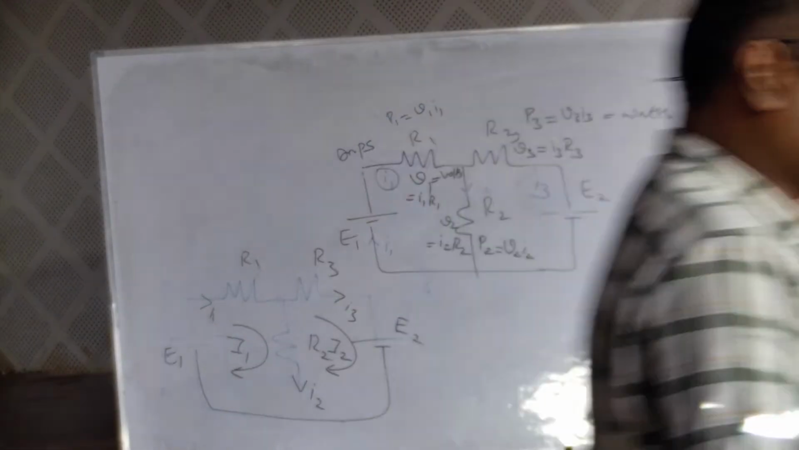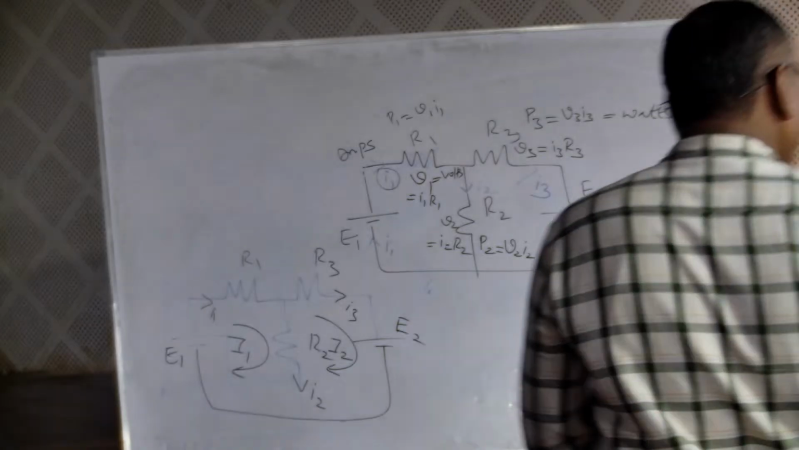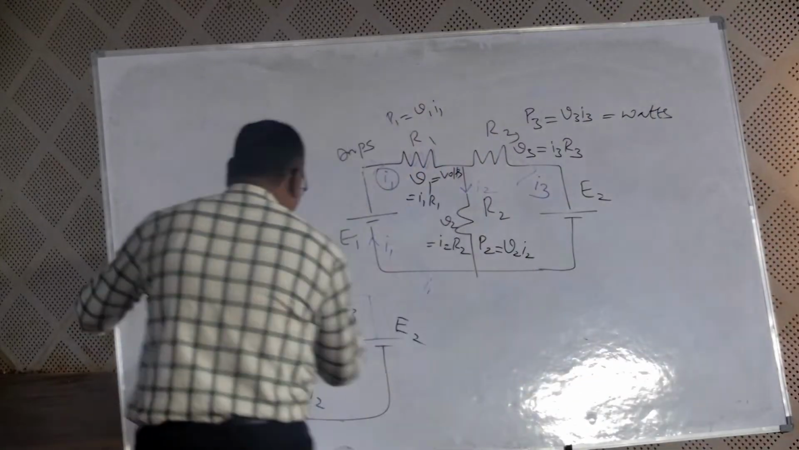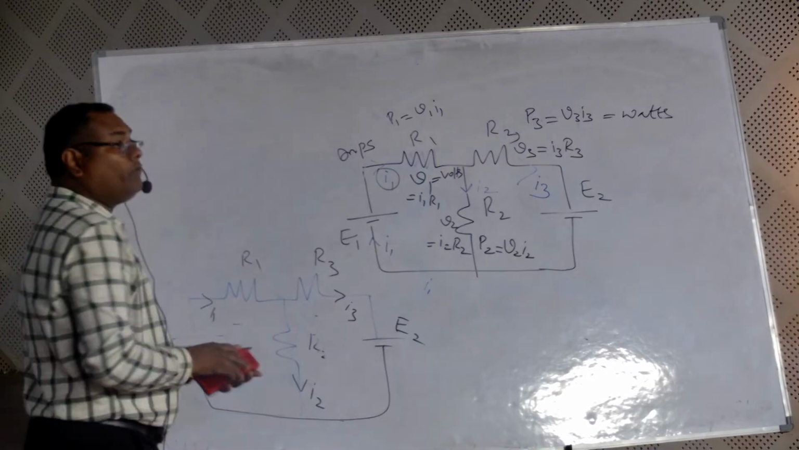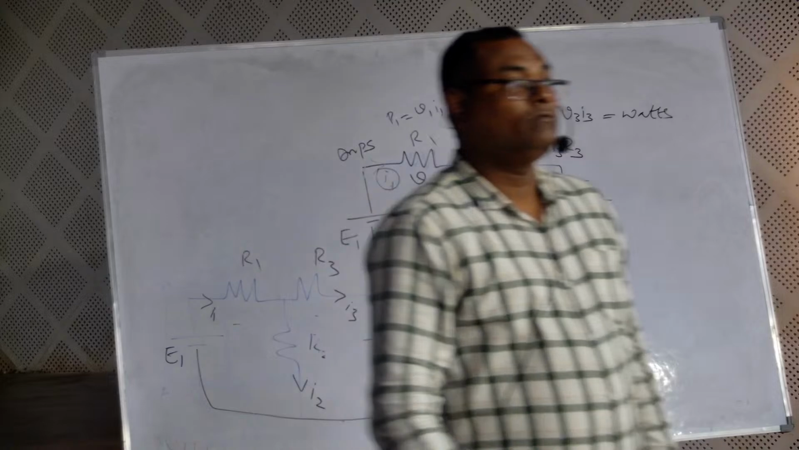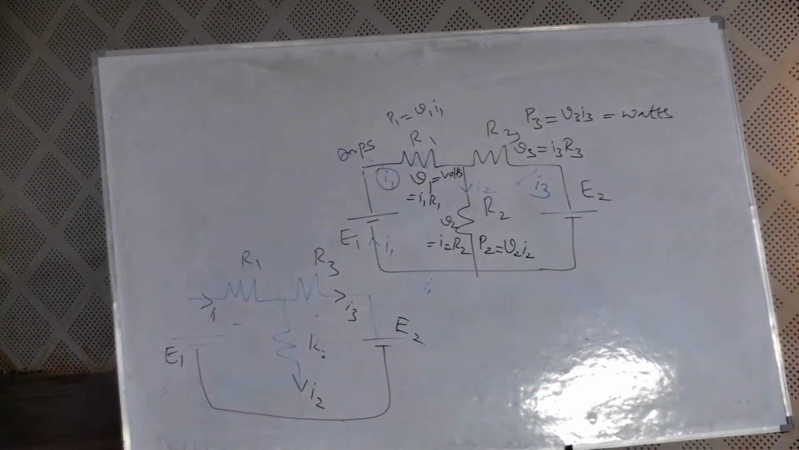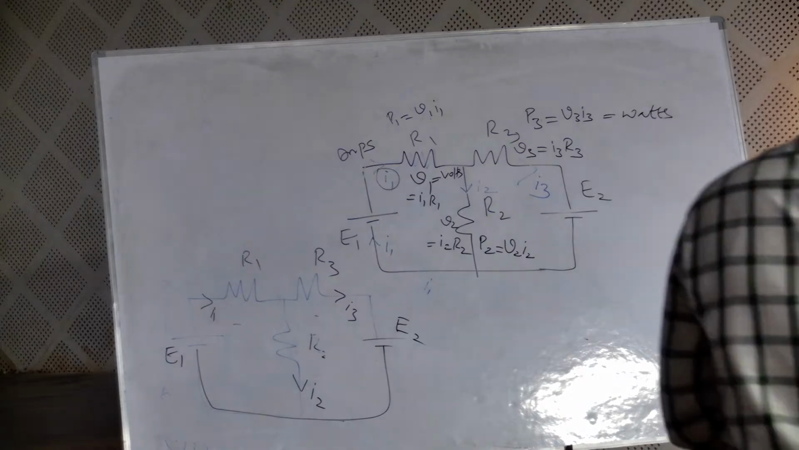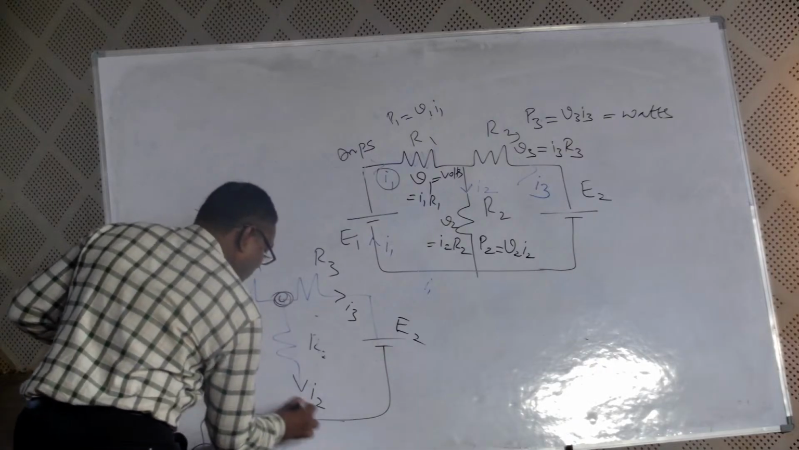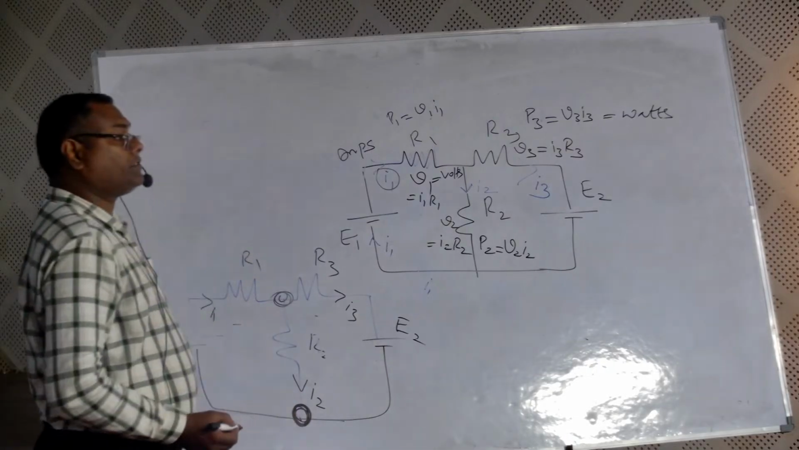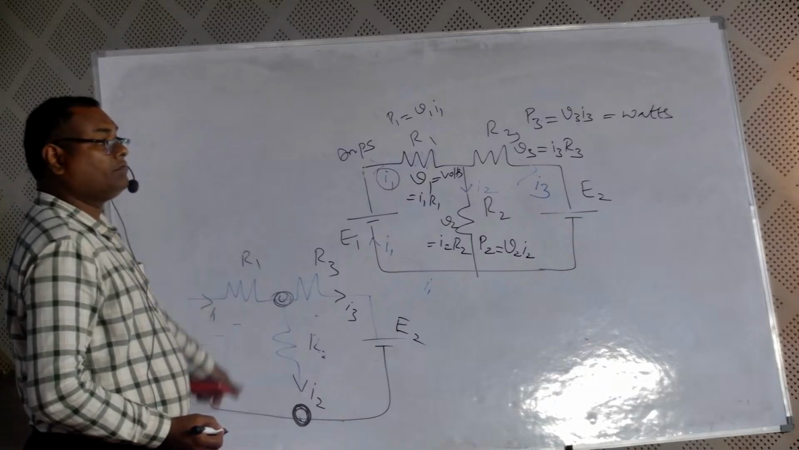Now the nodal method. We'll get the same answer. In the nodal method, we have to go for the junctions, not loops. Don't go for mesh or closed loops. How many junctions are there for the given circuit? Two junctions. Two junctions for the nodal method.